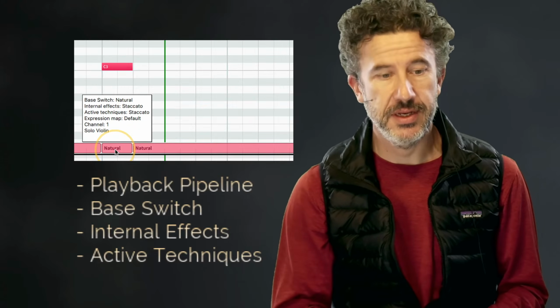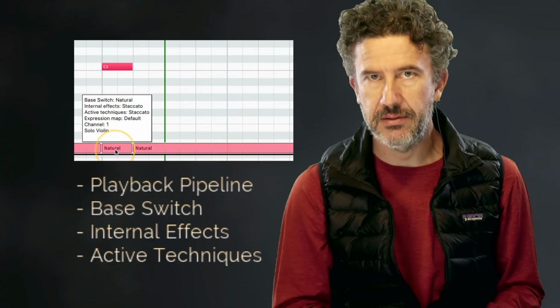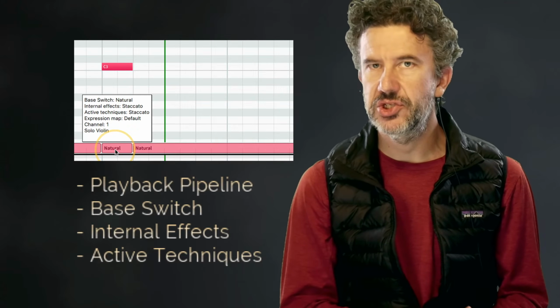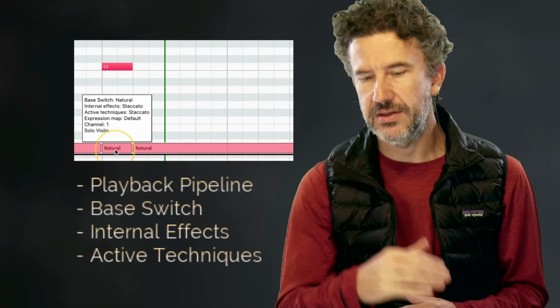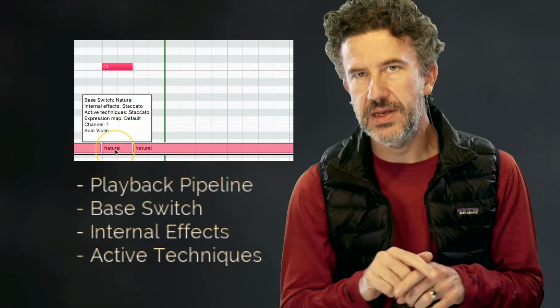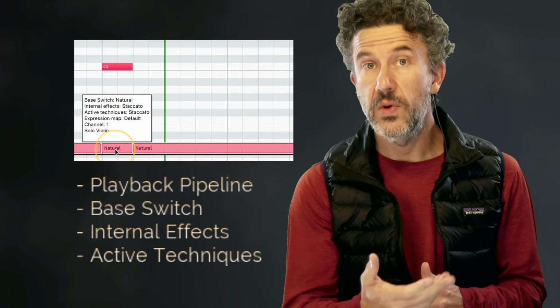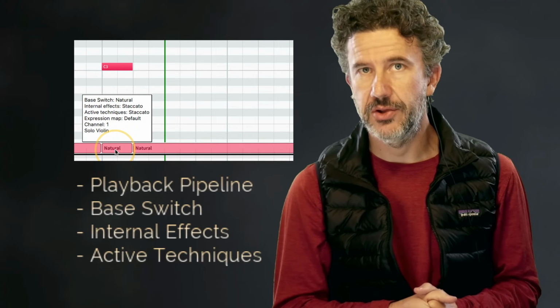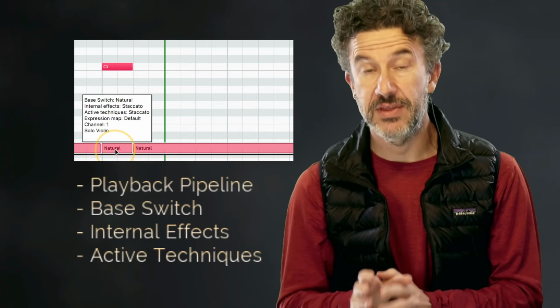Of course, you're not going to get staccato and you're not going to get consordino, but you're going to get a sound. And so the base switch, that first value in the tooltip, that sort of flyover window, is telling you which of the playback techniques in your expression map Dorico has actually resolved to play for that note.